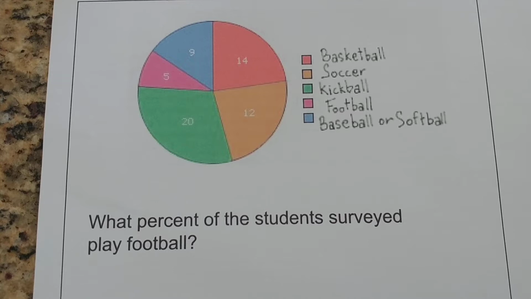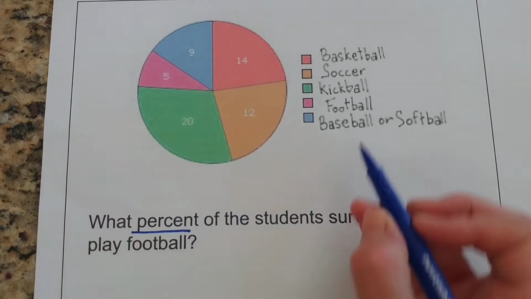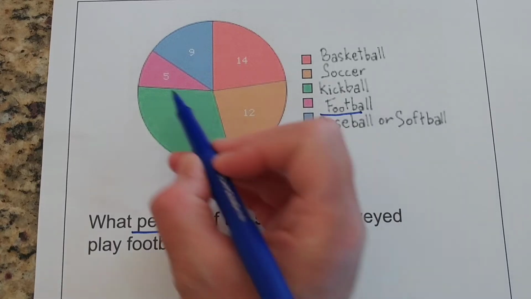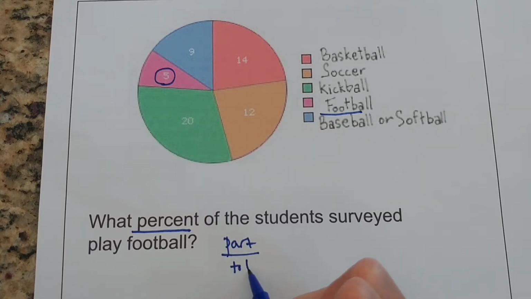On this next example, we can see that students were surveyed as to which sport they play. We're asked what percent of the students surveyed played football. Football, you can see, is in the pink, so right here. Now again, just like the last example, we can find percent by finding the part over the total and changing that to a percent, so starting with a fraction.